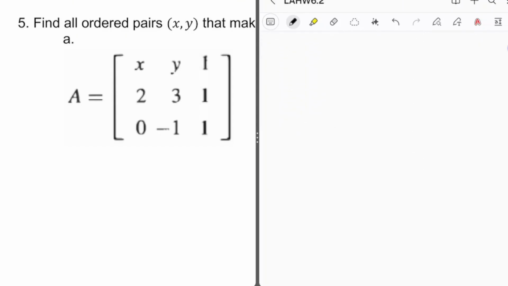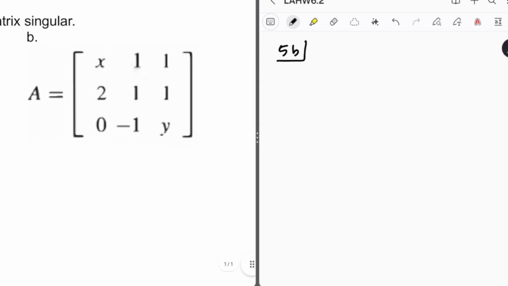Okay, and then for 5b, we're going to do the same thing. I'm going to do cofactor expansion along the first column, though, because I see that 0. So the determinant of A is going to equal x times something minus 2 times something else plus 0 of a third thing. So x times y plus 1. Minus 2 times, okay, no, that was legitimate. The 2, I'm removing the first column and the middle row. I'm doing y minus negative 1.